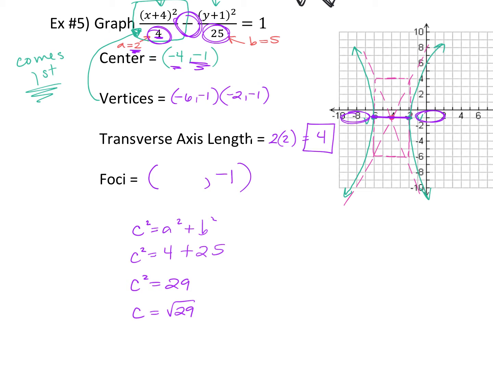What's my x value? The center x value, the -4, right? This -4. And then you need to go plus or minus your c value. So rad 29. And that will be your foci. So it feels a lot like yesterday, except you're doing it with a hyperbola now instead of an ellipse, right? Very similar.